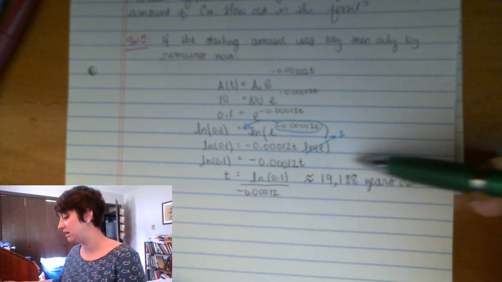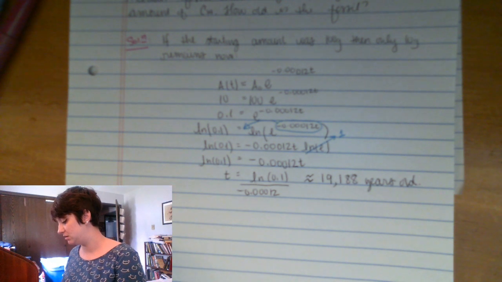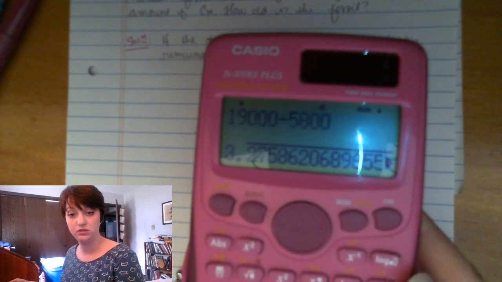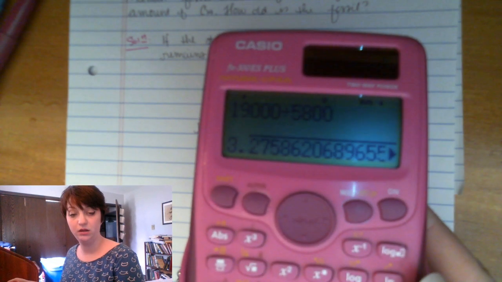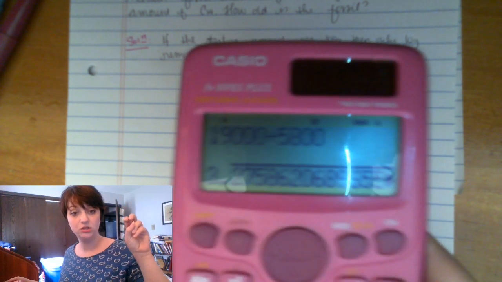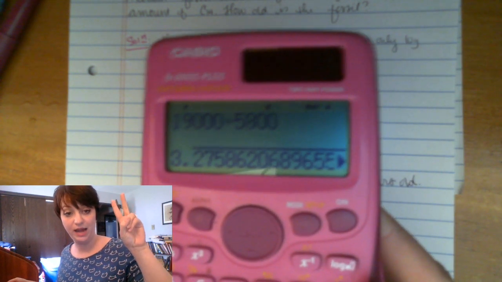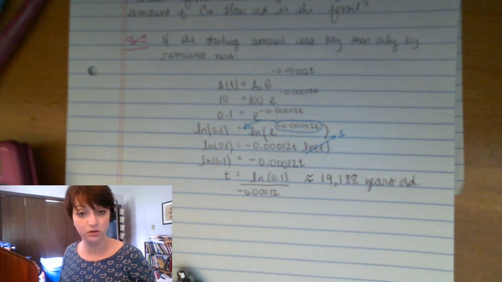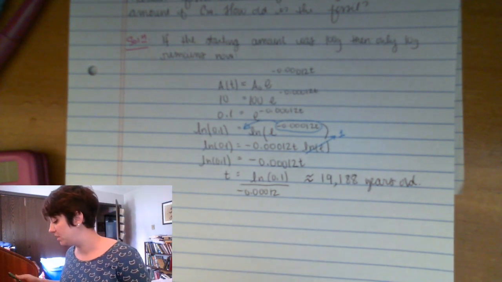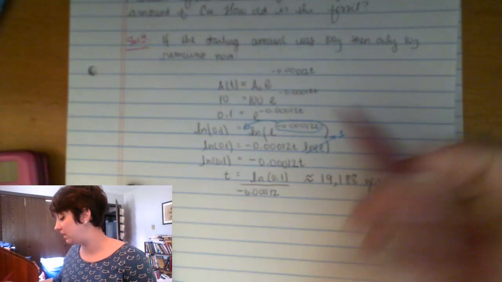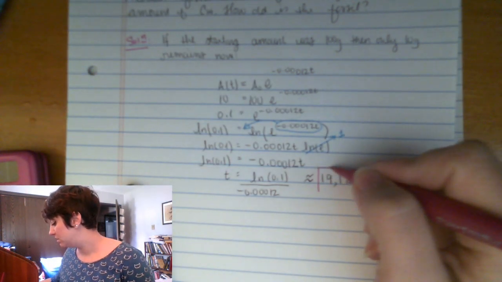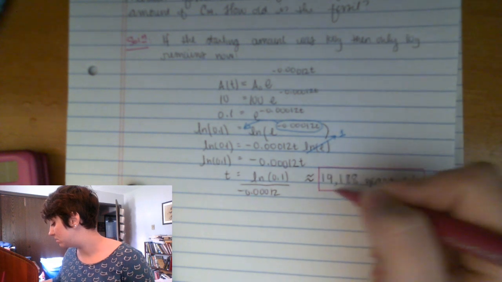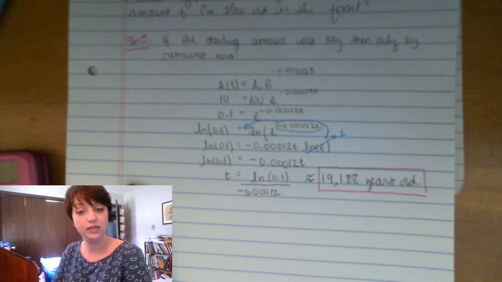Which this is, right? This is 19,000. So 19,000 divided by 5,800 is 3.3 half-lives. So I basically did 3.3 half-lives because I divided in half a little over 3 times. Okay, so that's another way to think about the half-life decay. All right, so almost 20,000 years old.